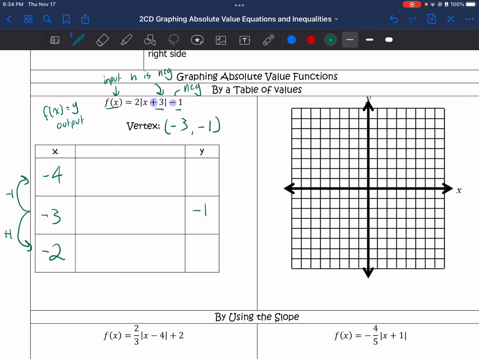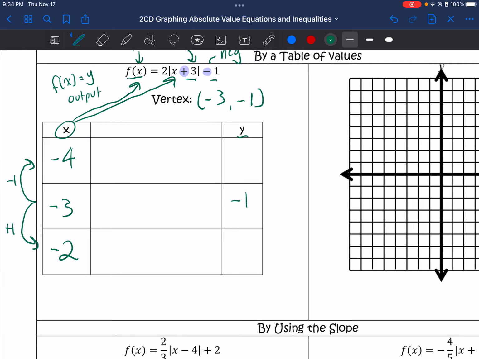So to do this, we are going to plug in our x values into our function, substituting x in to find our y values, just like how we did in Algebra 1. If we start with our vertex, we can do f of -3 is equal to 2. And whenever we plug anything in, we are going to put parentheses around our number.